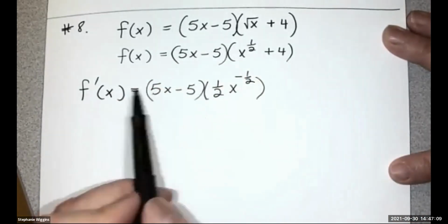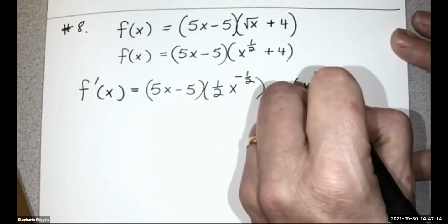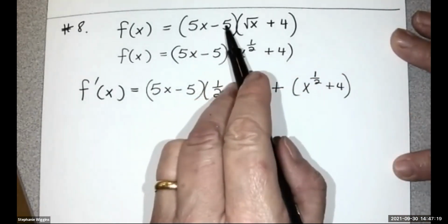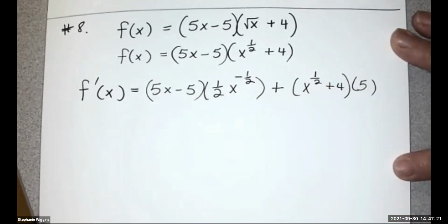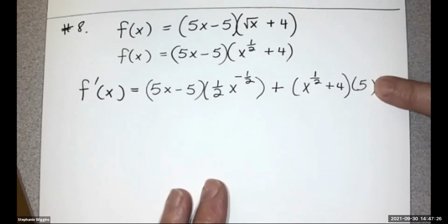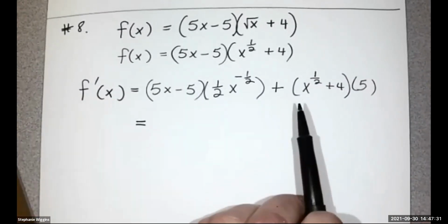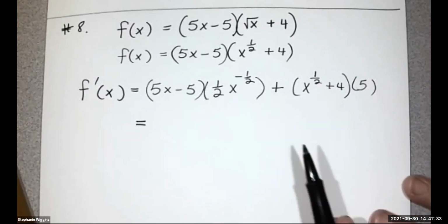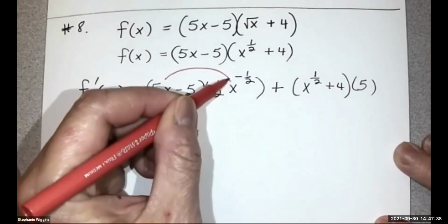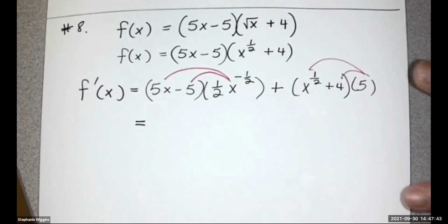So this is the first function times the derivative of the second plus the second function times the derivative of the first. The derivative of 5x minus 5 is just plain old 5. So if this were not multiple choice, I would just leave it like that. But since it's a multiple choice problem, you're going to have to simplify this. And so I'm just going to distribute. Here I'm going to distribute 1/2 x to the minus 1/2, and here I'm distributing the 5.